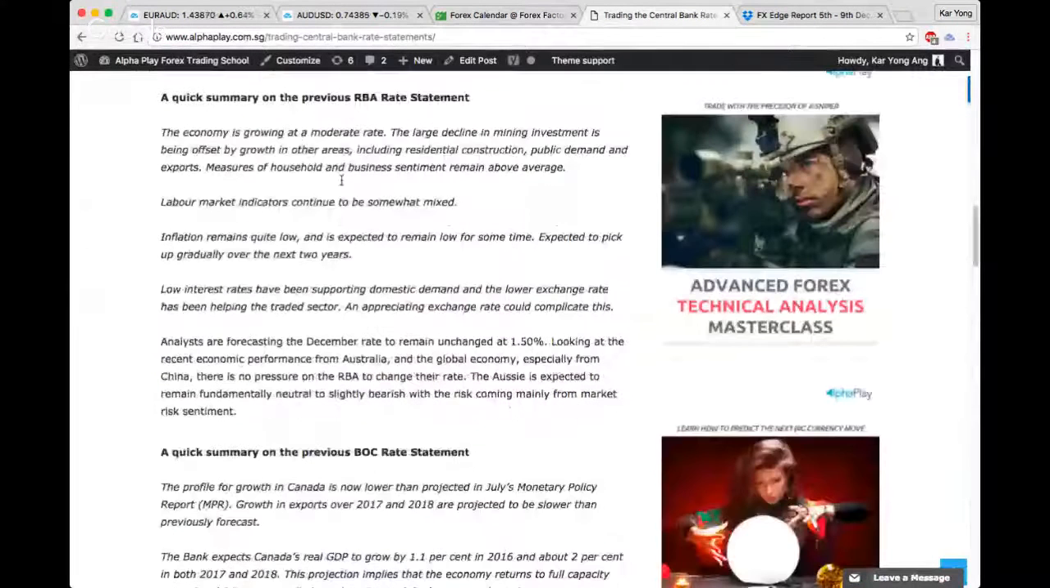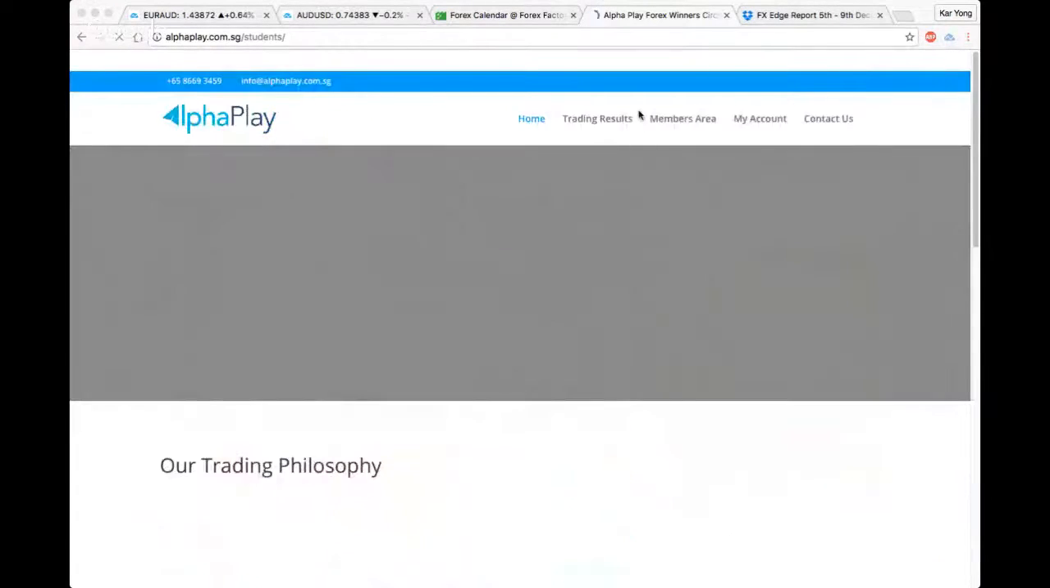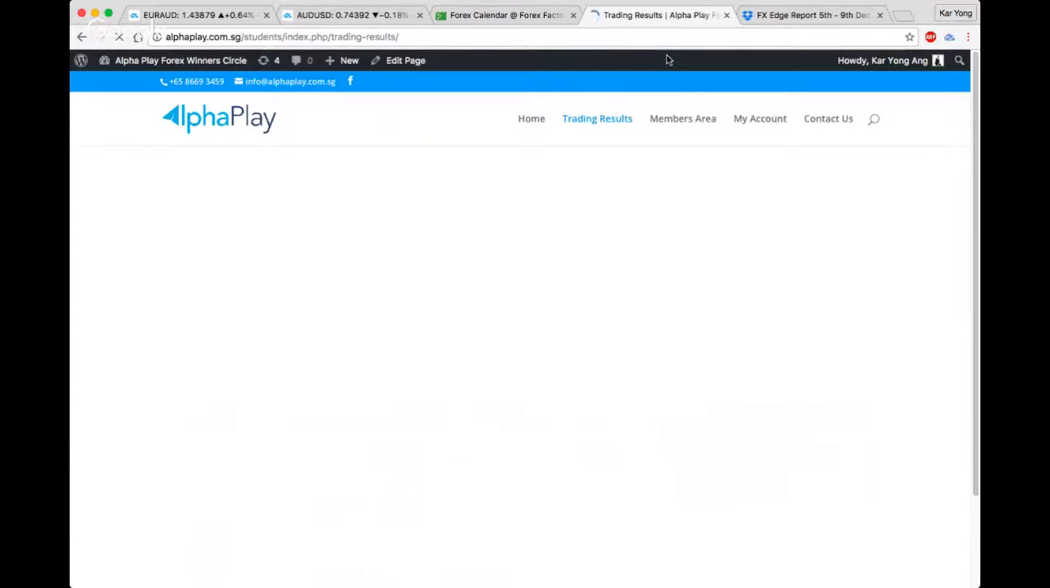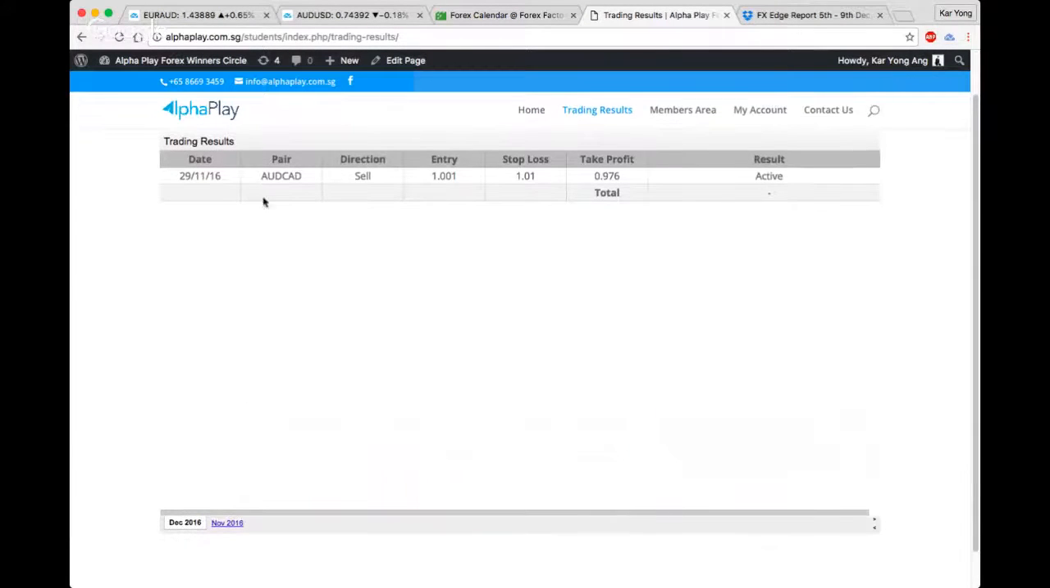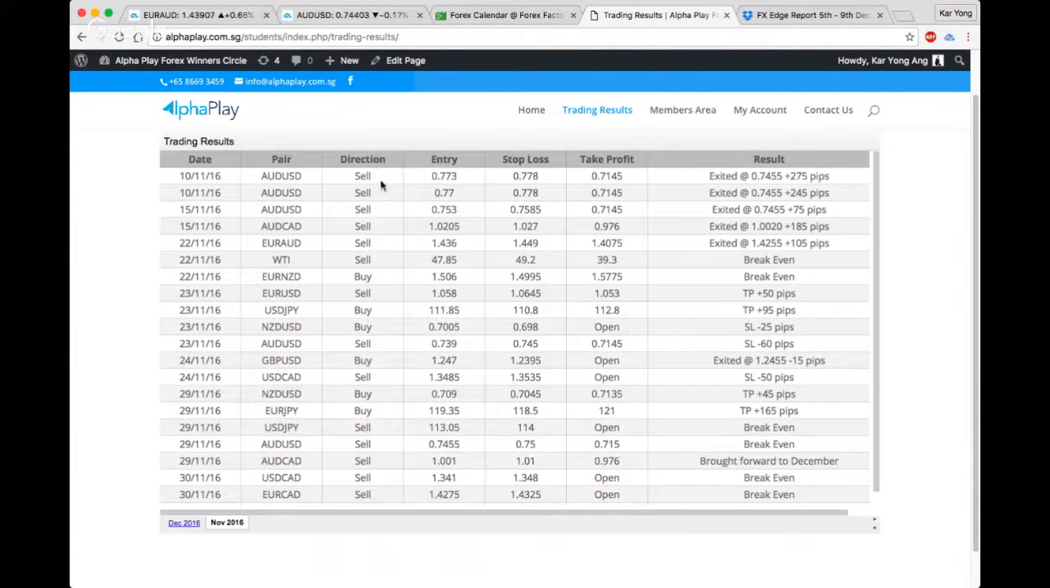Let me quickly share with you, do I have it over here? We are putting up our trades for the last 1 month over here. This is for November. Currently we only have one trade running active, which we shorted on the 29th of November. For November itself, we'll update all the trades taken in November. These are all trades taken based on market execution, not pending orders.